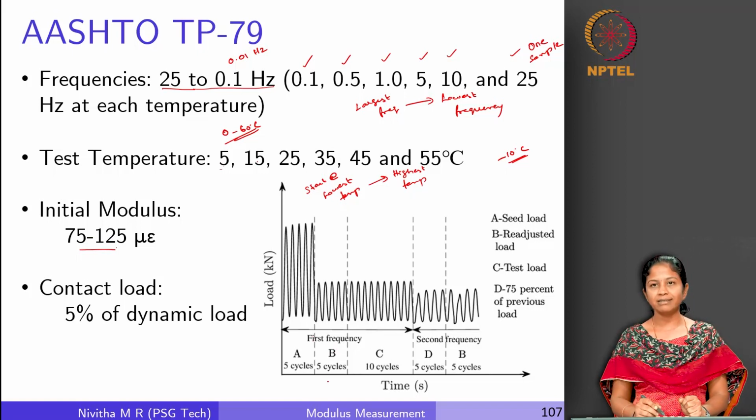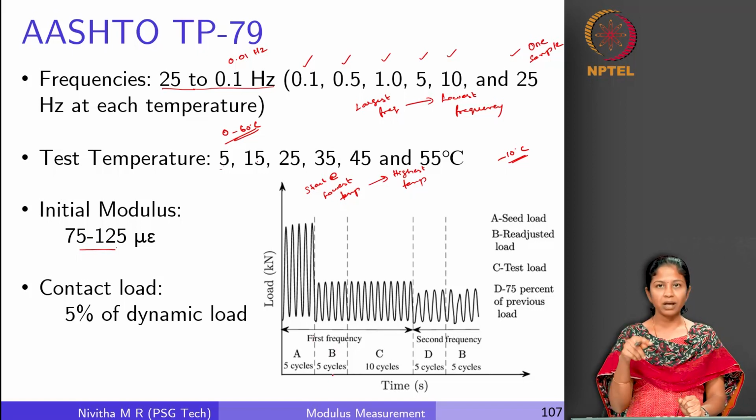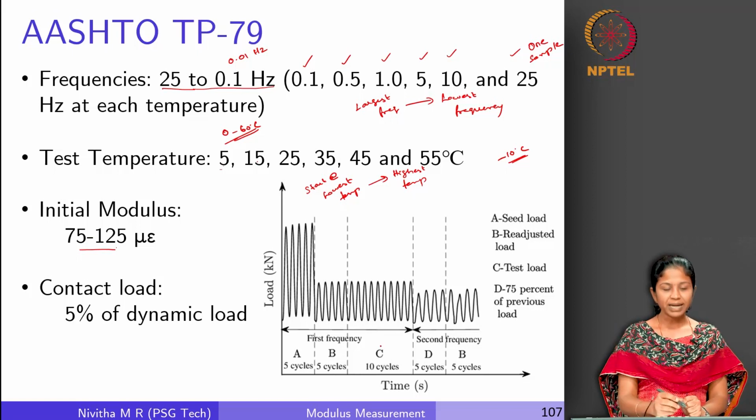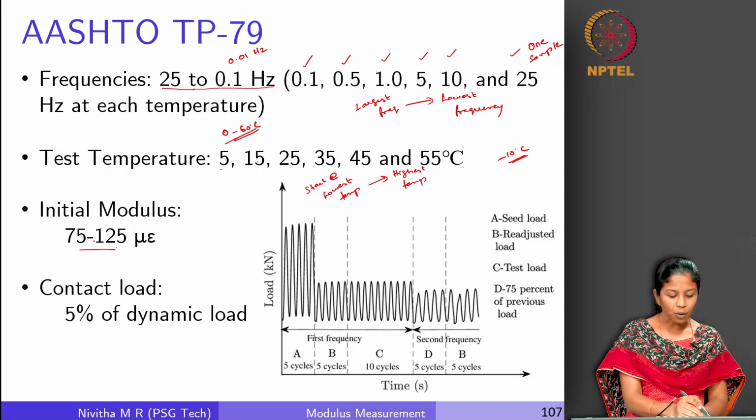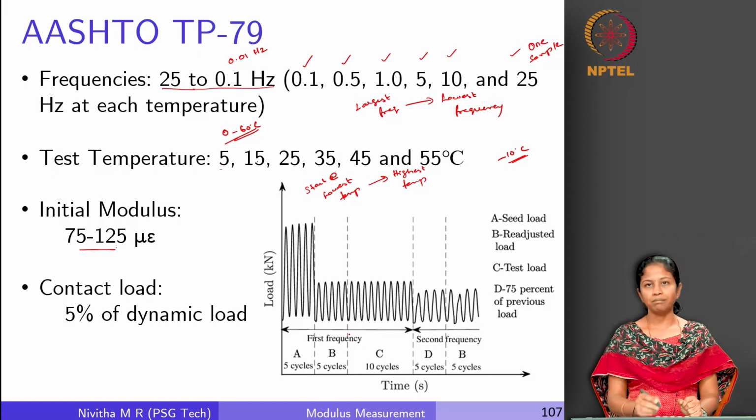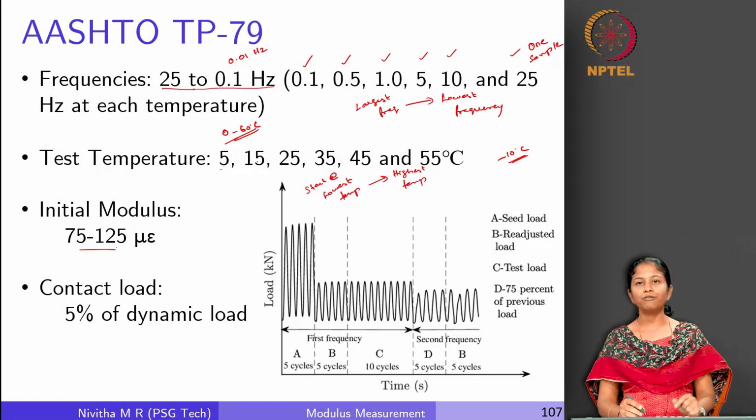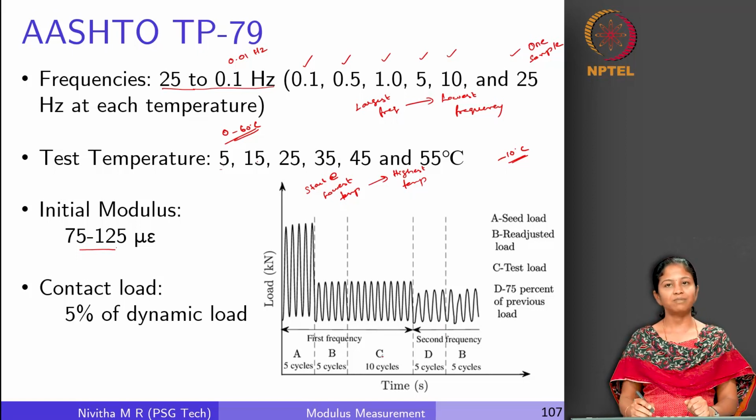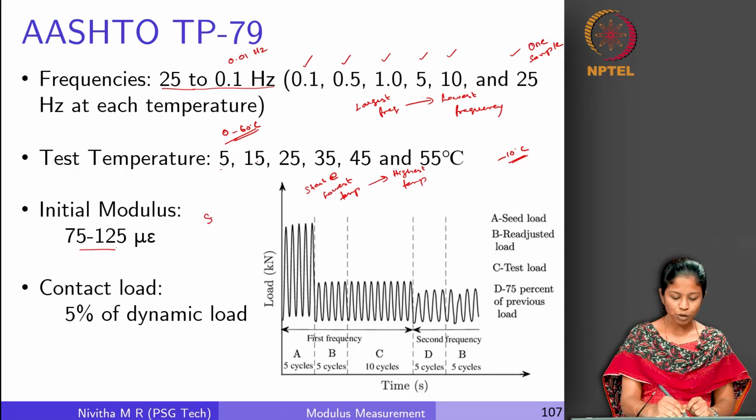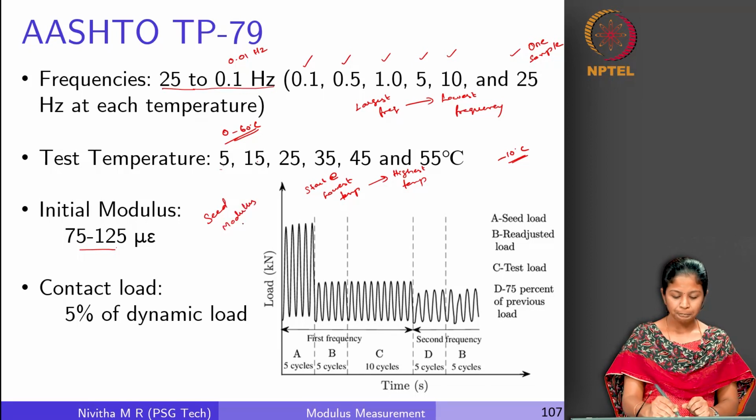So how do we attain this strain value? We have to apply a load that will give us this particular strain value, right. But initially we do not know the modulus of this material, that is what we are going to measure. Then how do we calculate the load for this strain value? So we use an assumed modulus value. Initially we use an assumed modulus which we call a seed modulus, right.